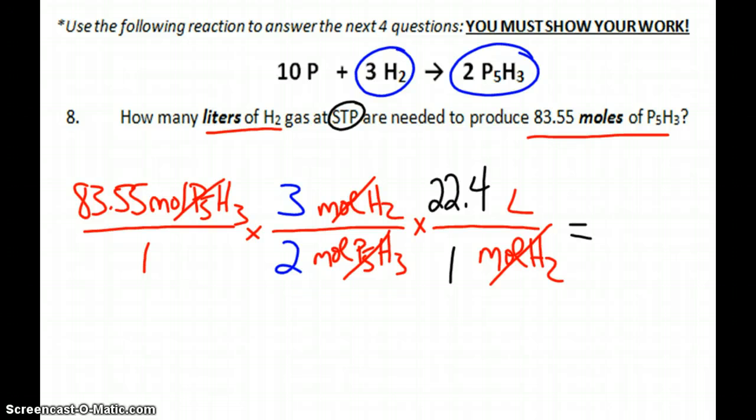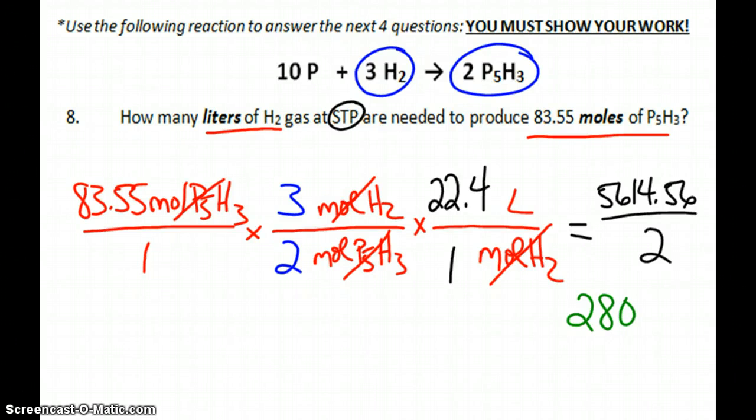And so when I calculate that out, 83.55 times 3 times 22.4, I get 5614.56, and on the bottom is just 1 times 2 times 1. So when I divide that by 2 and I watch my sig figs, that's how I get the 2,807 liters.